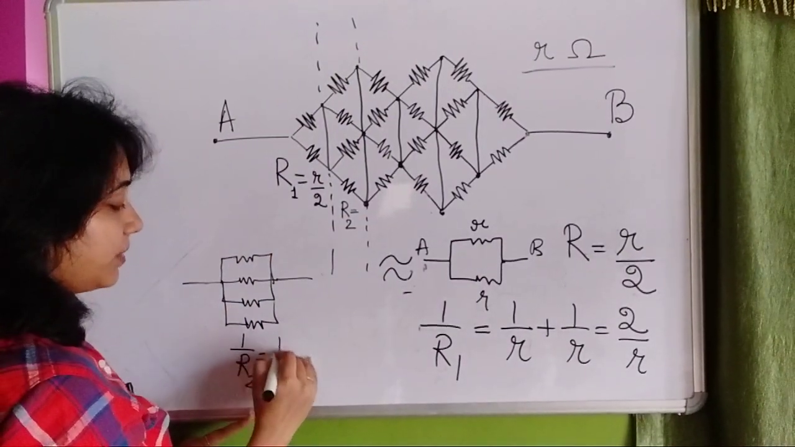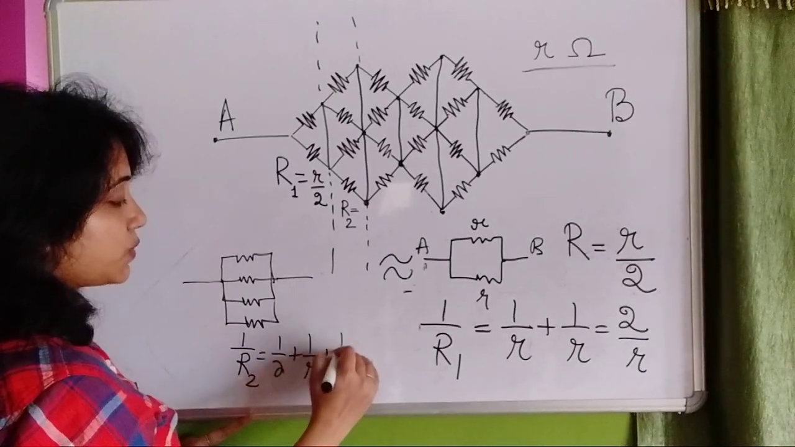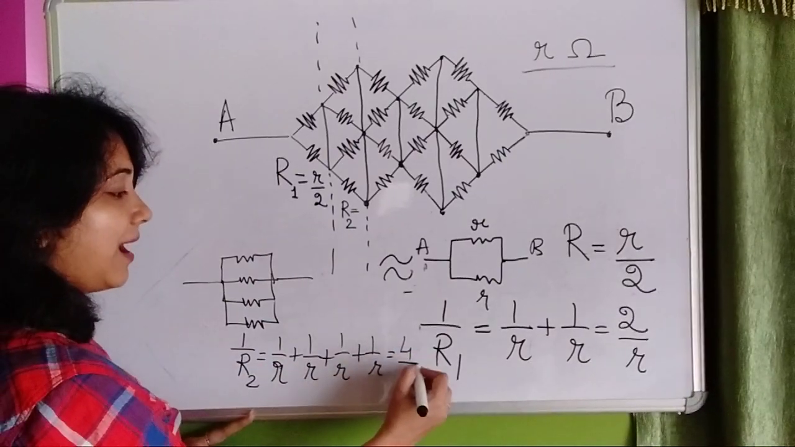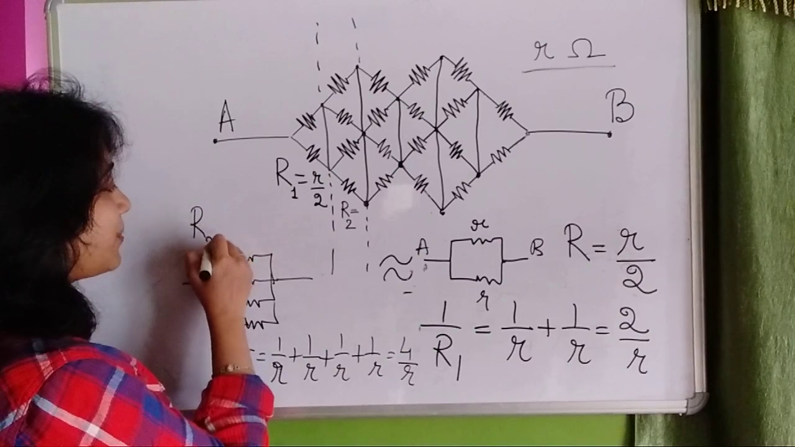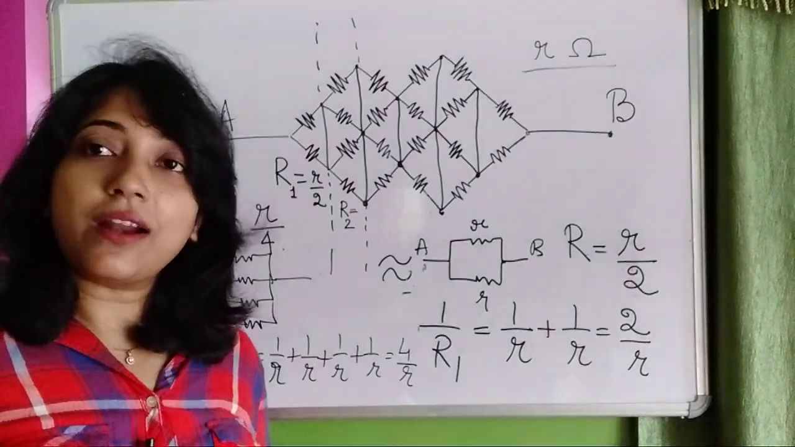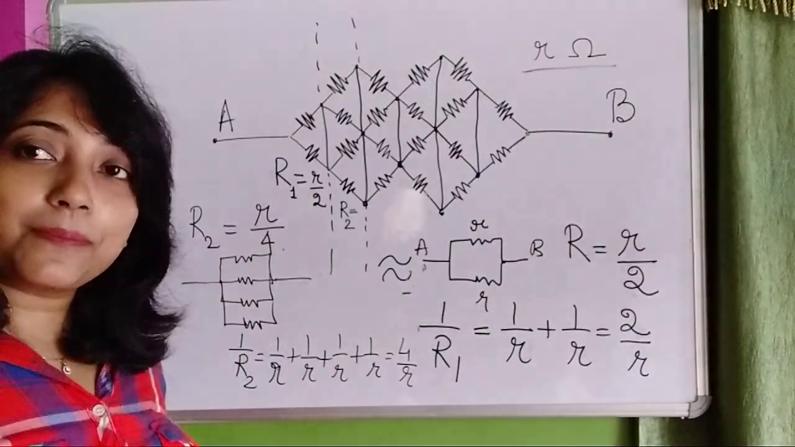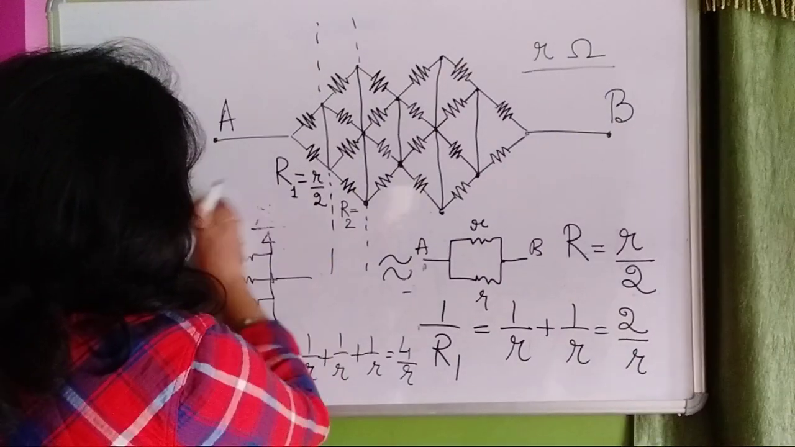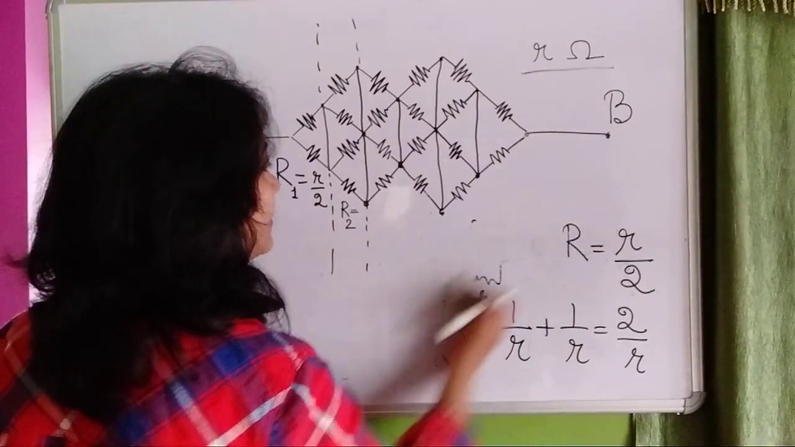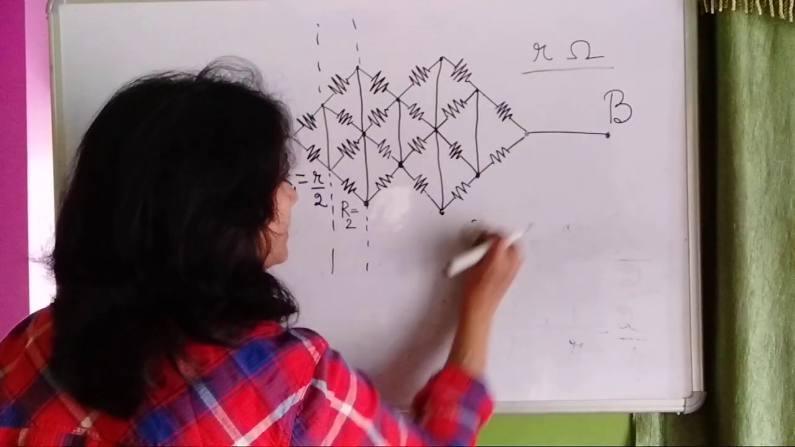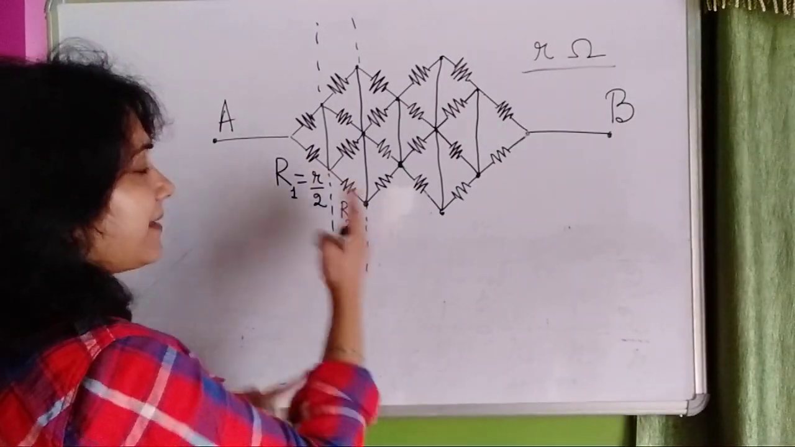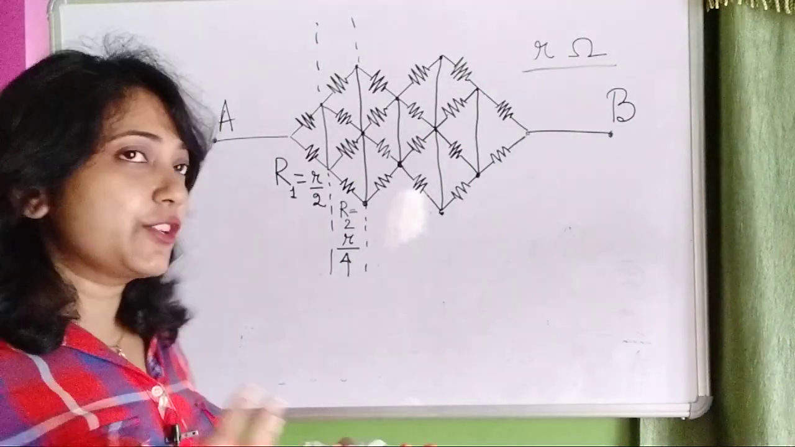1 by R2 will be equal to 1 by R plus 1 by R plus 1 by R plus 1 by R. Correct? Which means 4 by R, and hence R2 comes out to be R by 4. Isn't it? I hope all of you are agreeing with me and are following what we are doing. Right? So, from this part of our discussion, we have seen that this part of the figure has an equivalent resistance of R by 4.